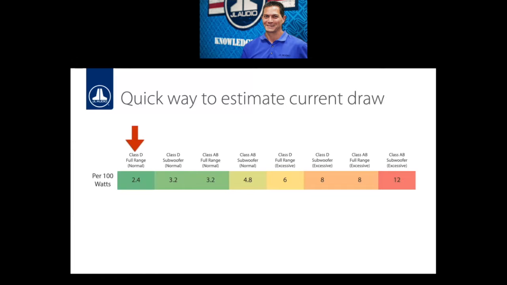You guys probably know that full range signal is not quite as demanding as just a subwoofer signal. The bass energy is a lot more intense, and the amount of power and demand that we use at the lower frequencies is far more current hungry than you'll see in a full range amplifier. And these numbers will reflect that as well. So as you see, the Class D full range will pull about 2.4 amps per 100 watts.